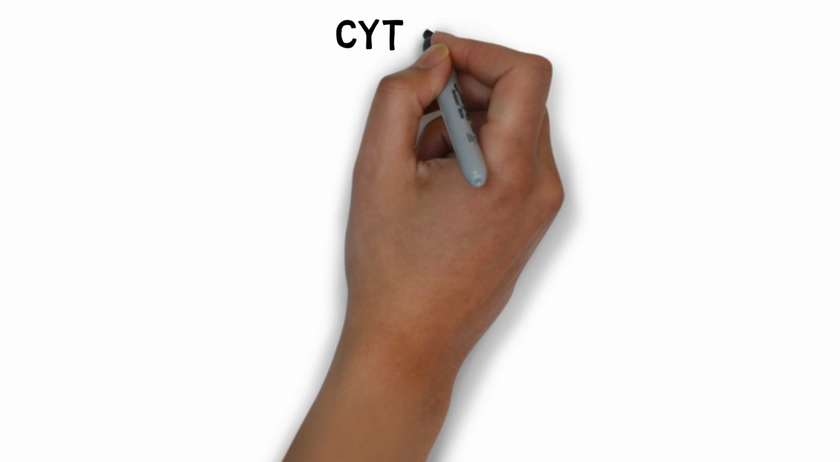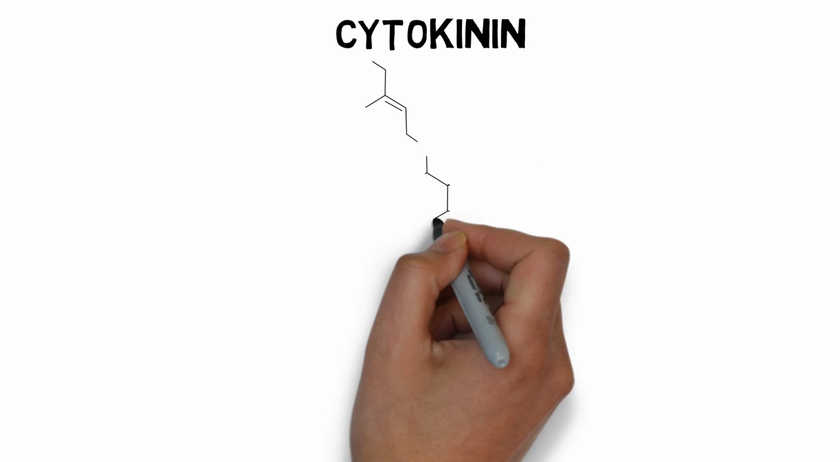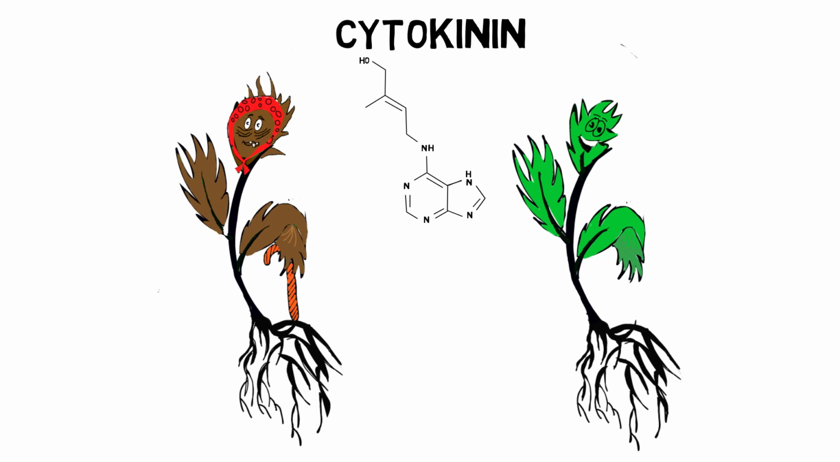Cytokinin is the youth hormone. You have probably seen how the old leaves of a plant become yellow and eventually fall from the plant. If you were to add cytokinin to a leaf, it would stay young and green for much longer than untreated leaves of the same age.